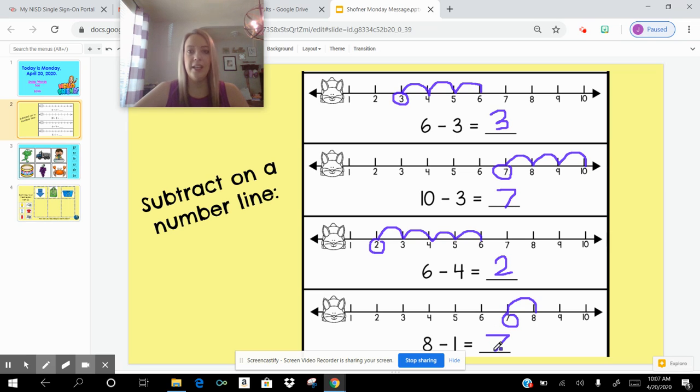So this week, practice on your Seesaw, subtracting, showing on a number line. This is something that you could do outside with sidewalk chalk too. Be a fun practice for you.